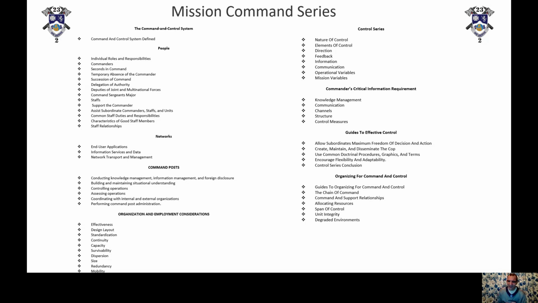So we're going to talk about how to allow subordinates maximum freedom of decision and action, create, maintain, right? Use common doctrine procedures, graphics, terms, encourage flexibility and adaptability. And then we're going to wrap all that up, like I said, in some of the other little mini series, how it all applies together, right? Then we're going to talk about organization for command and control. We're going to talk about guiding the organization for command and control.